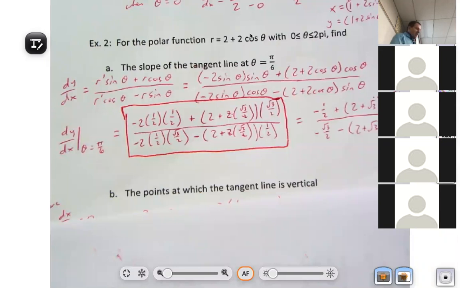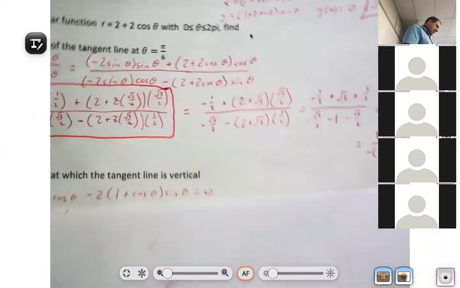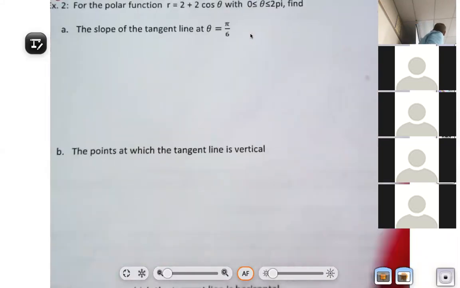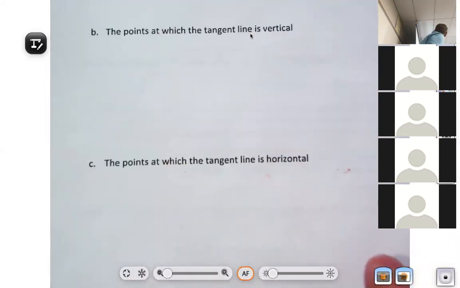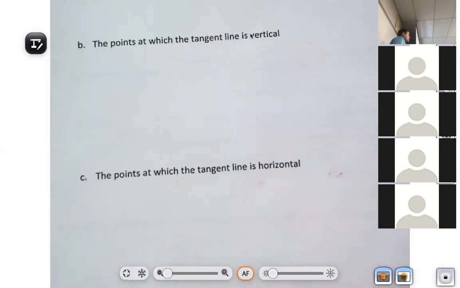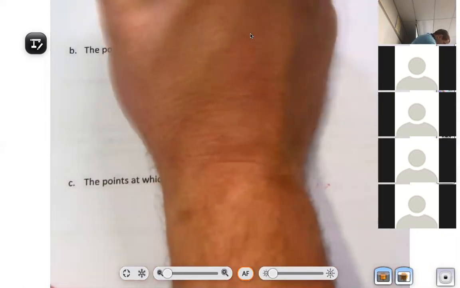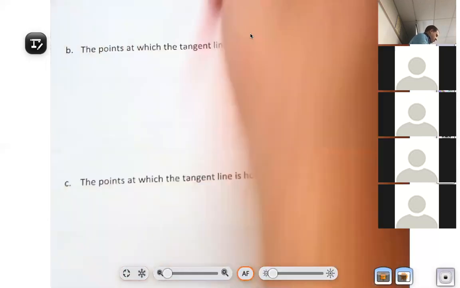Okay. The last thing they could ask with derivatives is this. They could say, find the point at which the tangent line is vertical and find the point at which the tangent line is horizontal. Again, like parametrics. We did these with parametrics. So going back to, I should write this up here. I don't need to rewrite it. I'm going to be lazy and just show it here again.